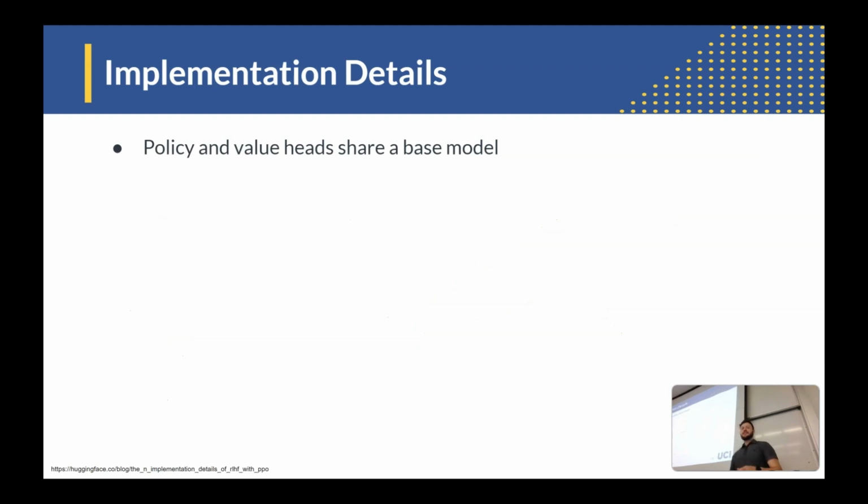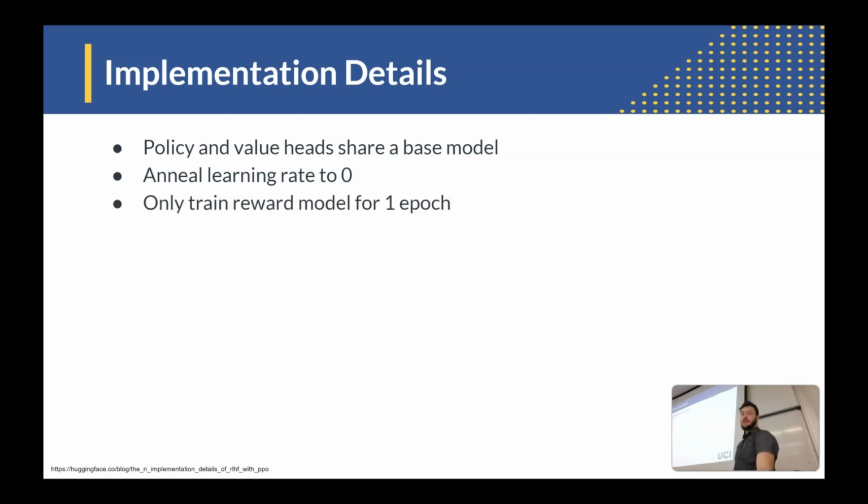So a couple of implementation details. I'm not going to focus too much on these, but if you're interested, there are several implementations online, and you can look and see the tricks they use to get RLHF to work, because each library has its own tricks that you need to do to get it to work well. Most of these tips come from Hugging Face's implementation details of RLHF with PPO. Your policy and value heads will typically share the same base LLM, and you'll want to slow down learning rates toward the end. I'm just going to go through these.